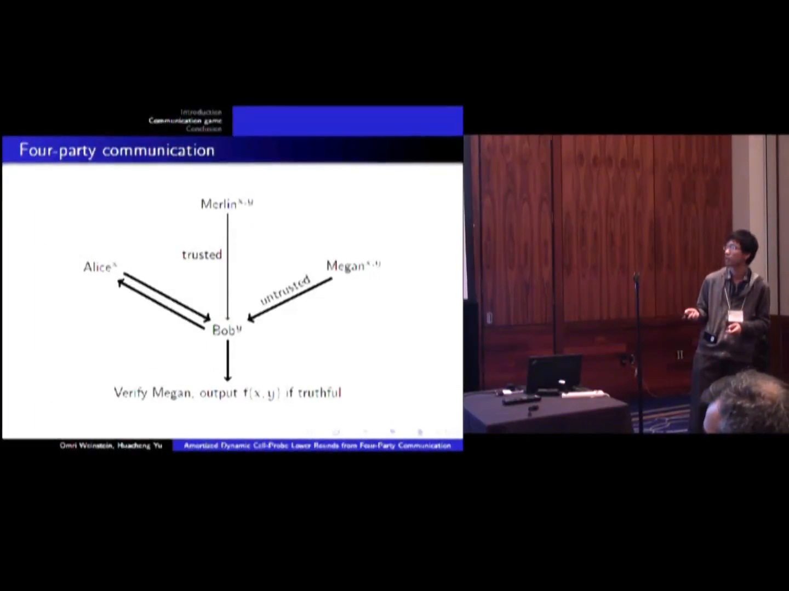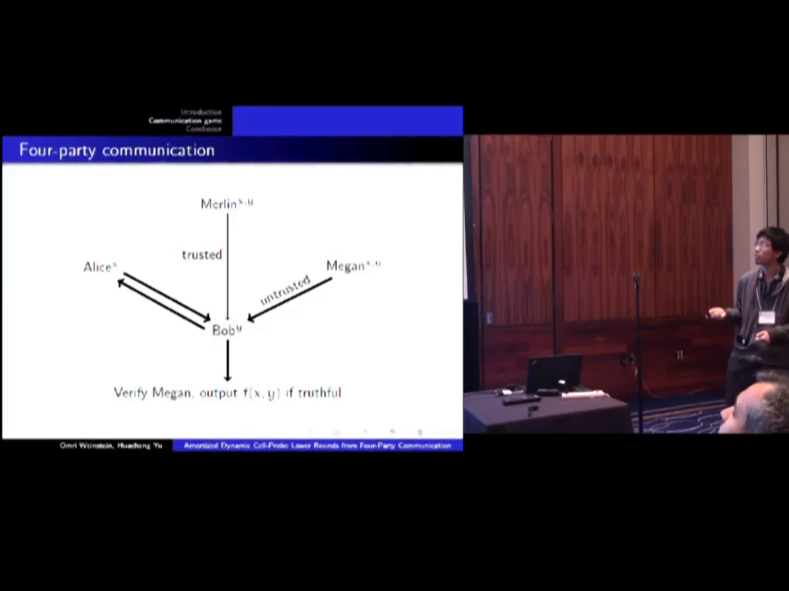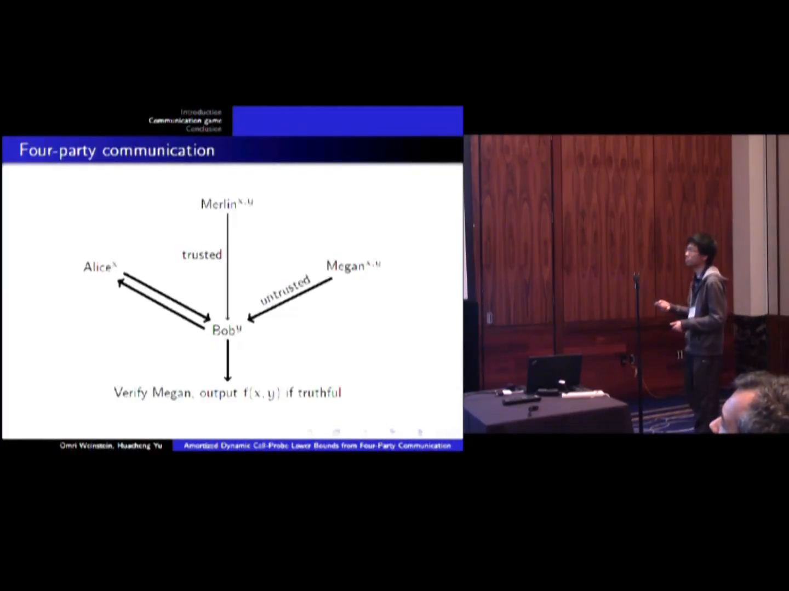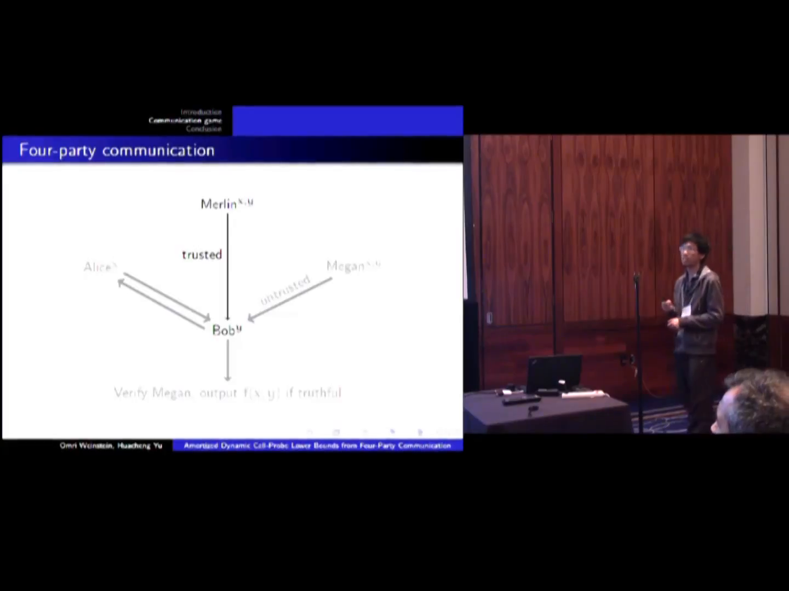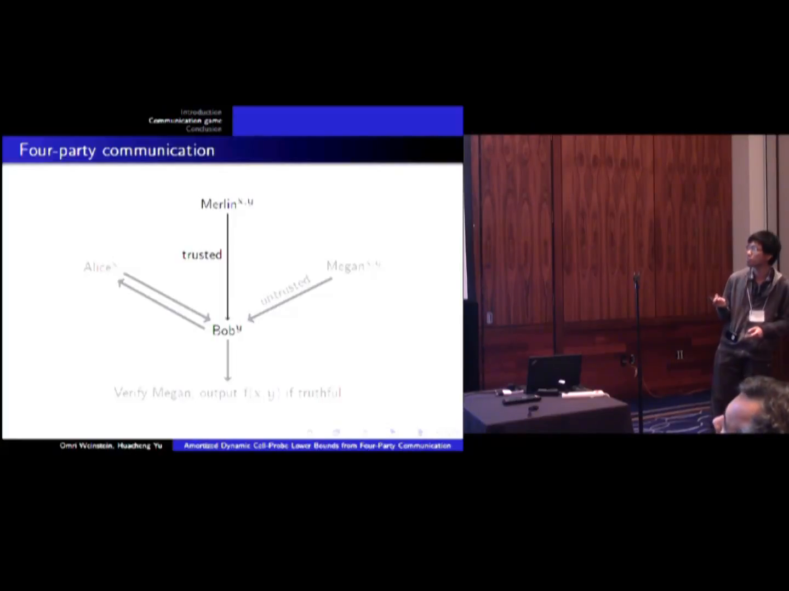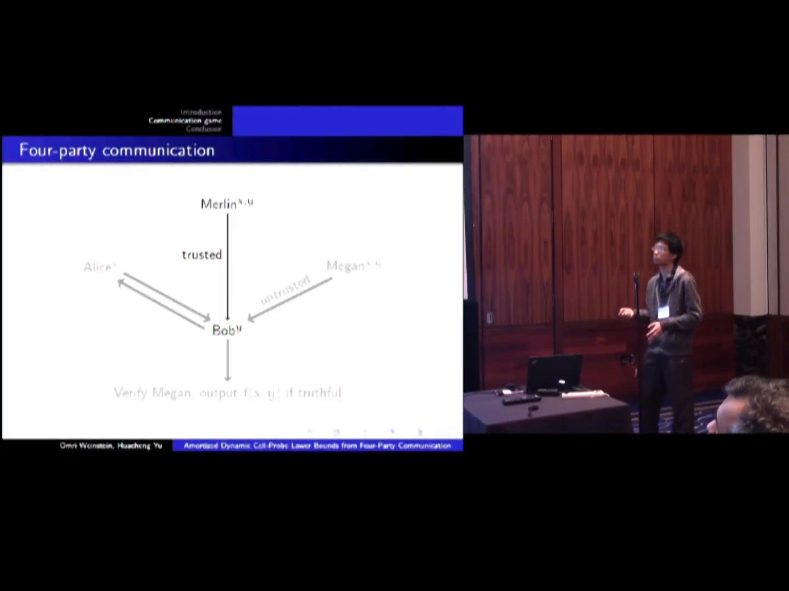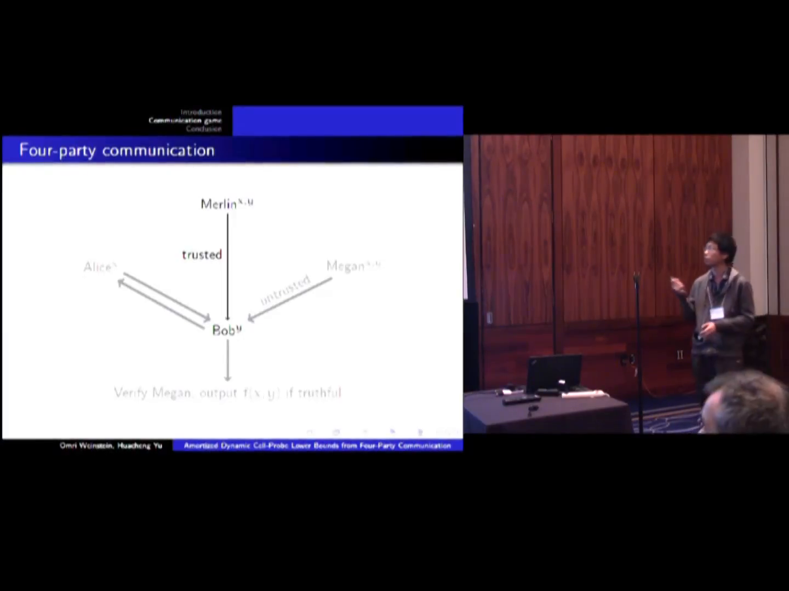So here, I will briefly describe this four-party communication model. Besides the two players, Alice and Bob, who know parts of the input X and Y respectively, we have two extra players, Merlin and Megan. In this model, in the protocol, first, Merlin looks at his input pair X and Y and sends to Bob some short advice. Unlike most prover and verifier models, here Merlin's message doesn't need to be verified. The players can just trust whatever Merlin says.